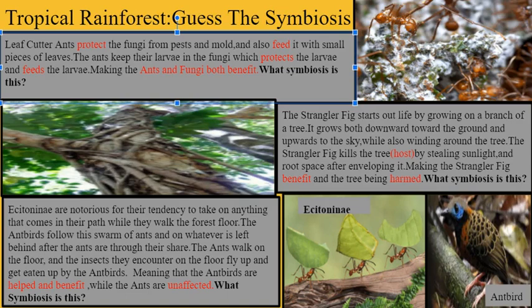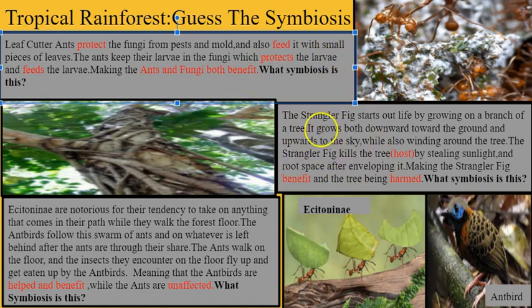Now that you've had a few minutes to pause and read through each of these scenarios, let's go over them really quickly together. Looking at this top one right here, it is talking about our 2 organisms, which is our leafcutter ants as well as our fungi. It says that our leafcutter ants are protecting the fungi from pests and mold, and the fungi is providing a place for the ants to keep their larvae as well as feeding the larvae. So both the ants and the fungi are benefiting. When both organisms are benefiting, this is going to be a mutualistic relationship.